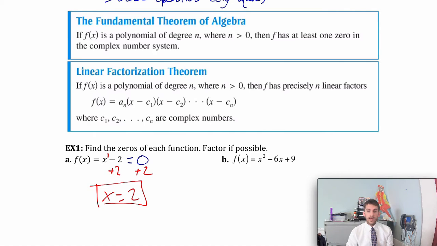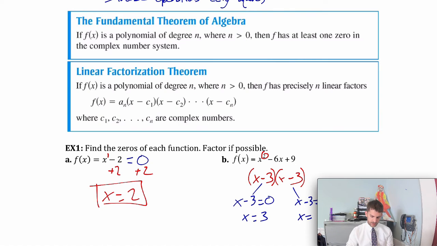For b, we've got x squared minus 6x plus 9. It's x squared, so we should have 2 zeros, potentially. We'll talk about what I mean by potentially in a second. So we're going to factor x squared minus 6x plus 9. We're going to break it down into x plus blank, x plus blank. So we have to think of two numbers that multiply to positive 9 and add to negative 6. So it'll be x minus 3 times x minus 3. Now if we set the first one equal to 0, we end up with x minus 3 equals 0. We solve for x and we end up with x equals 3. If we set the other one equal to 0, x minus 3 equals 0, we get x equals 3.